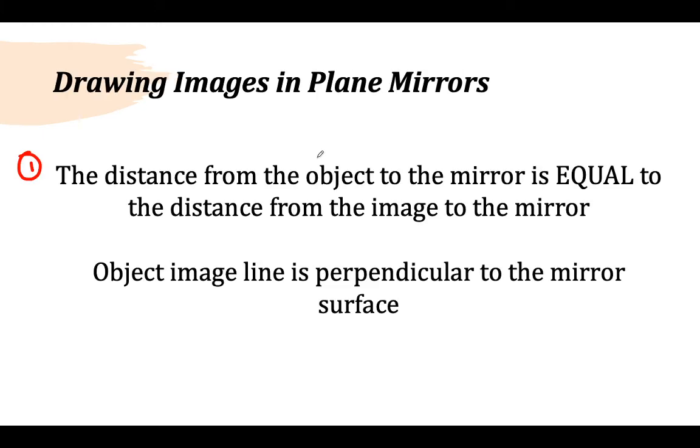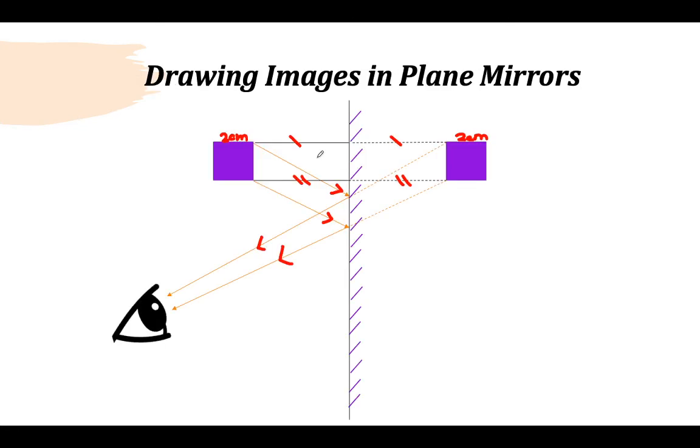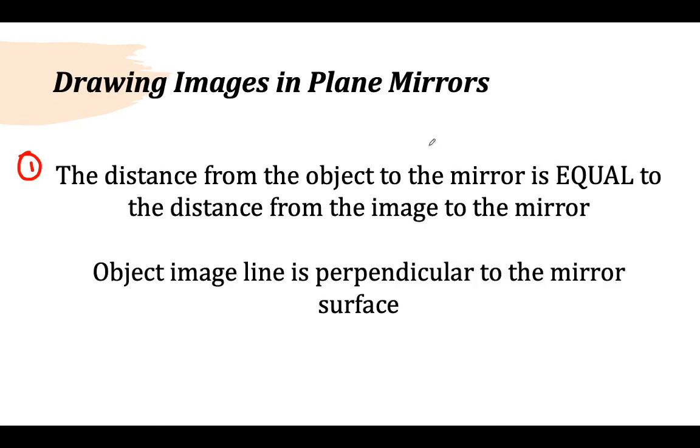And also, you want the object image line to be perpendicular to the mirror surface. All this means is that you want these lines that you're drawing to be as straight as possible. If you don't draw them straight, what you're going to end up creating as an image is going to be a little bit inaccurate. So you just want to be careful that you're drawing those as straight lines. So this is my second point here, now that I'm numbering this. Okay, so just keep those two things in mind as you're making these drawings.